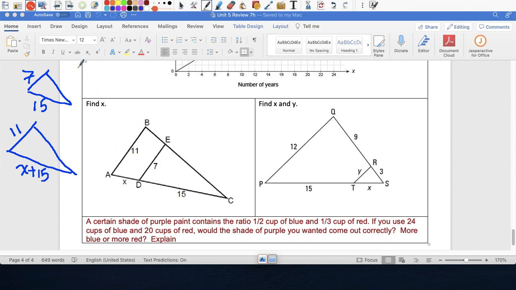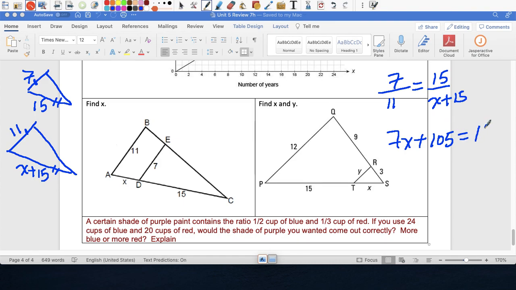Now, they're similar, right? So this side corresponds with this side, and this side corresponds with this side. Set your proportion. So 7 corresponds to 11, that ratio. And then on the small triangle, the 15 corresponds with x plus 15. Now it's just a matter of 7x plus 105, distributive property, equals 11 times 15, which is 165. We're going to do minus 105, minus 105. That goes away. 7x equals, what is that?